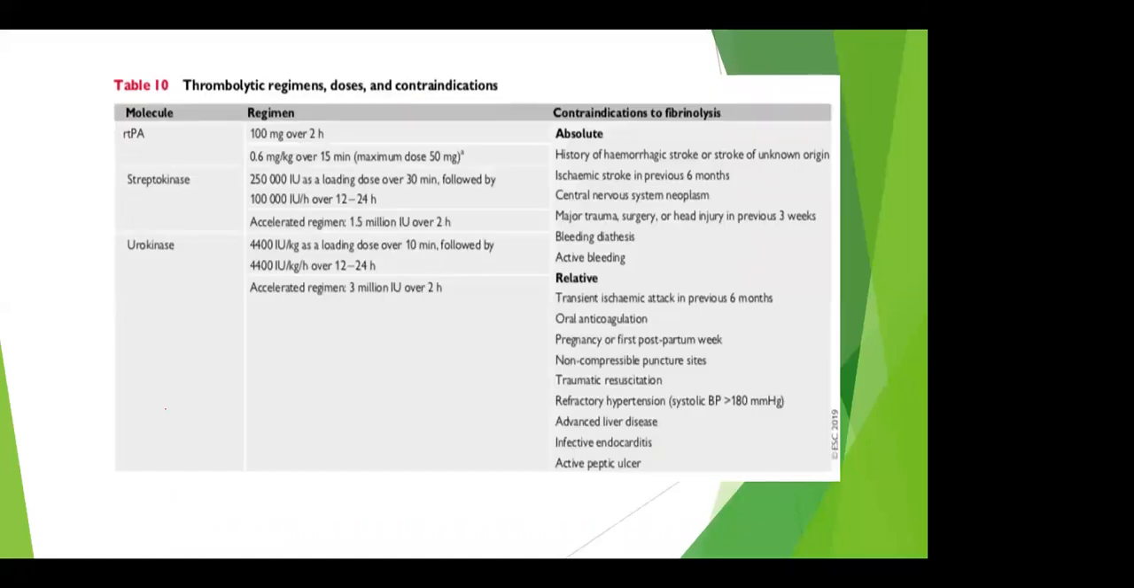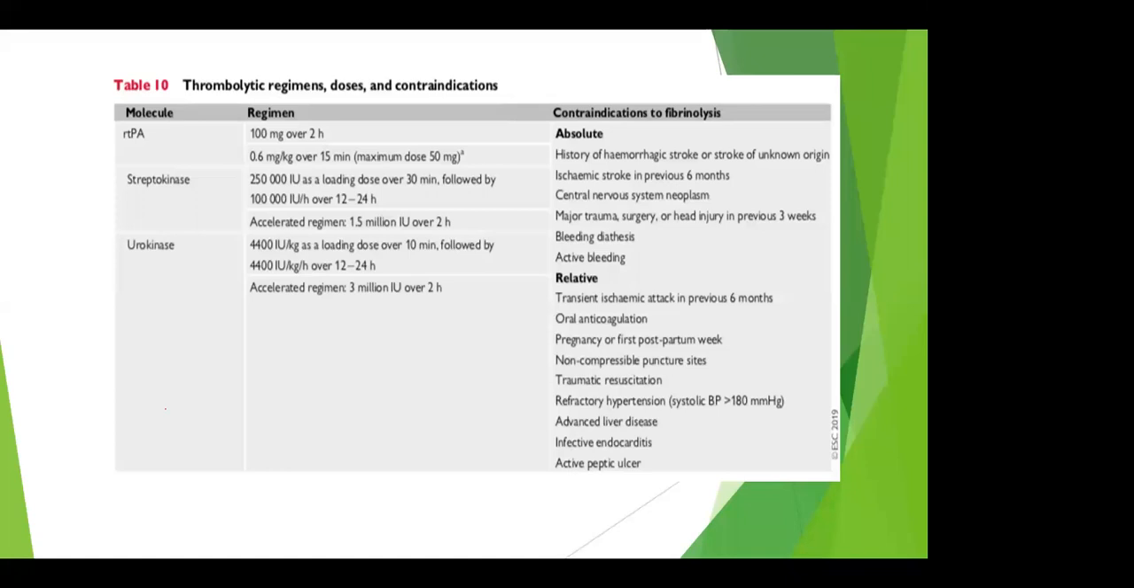Yeah, this is a table showing the thrombolytic regimes. So the most commonly used is your RTPA or your alteplase, as you can see on the left of the table. So your usual dose is 100 mg over 2 hours. But as you can see, there's a second dosing as well, the accelerated regime, which is your alternate dose. You can give 0.6 mg per kg over 15 minutes. So that dosing is actually off-label dosing that's basically used for patients who have ongoing CPR and you're highly suspicious of a PE, then that's the off-label use of RTPA. But regularly, the regular dose is 100 mg over 2 hours.